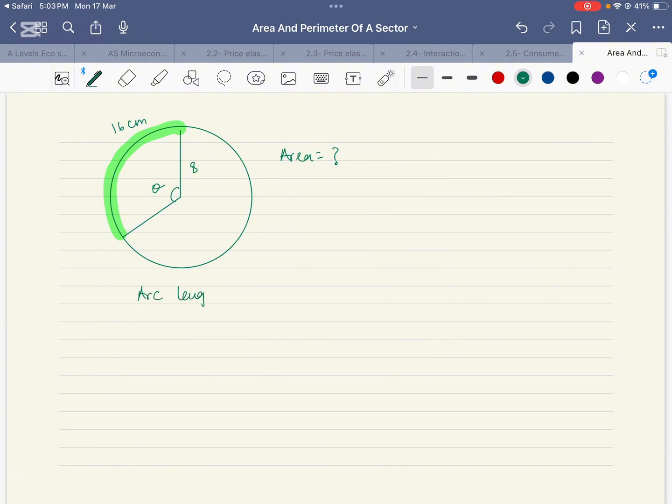Arc length is equal to theta upon 360 into 2 pi r. Arc length is given to us, which is 16. Theta we don't know, upon 360, and 2 pi r is 16 pi, right? Answer is 360 divided by pi is equal to theta. Here the answer will be 114.591 degrees. Now area of the sector, we will use the same angle, theta upon 360 into pi r square. Angle is 114.591.